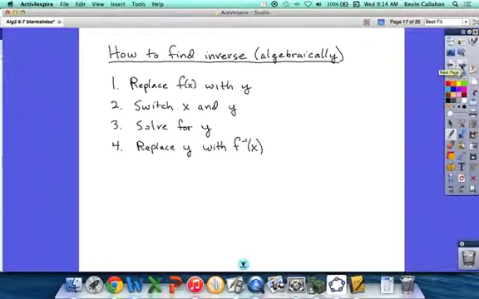Okay, so now we're going to learn, let's say we're given the equation of a function, and we want to find the inverse. Then we have some very finite steps here, one or two of which are sometimes not necessary.